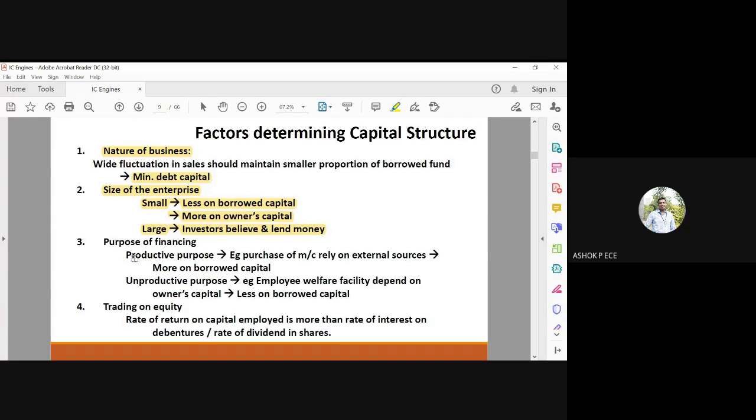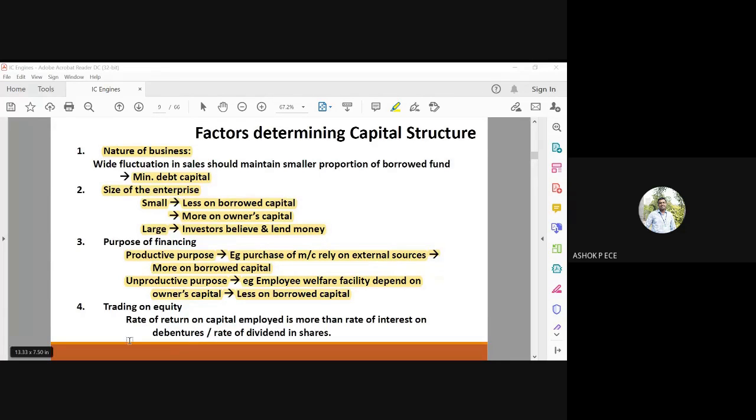Purpose of financing: productive, I told you, productive is for all the machinery, all the manpower, that is productive purpose. Unproductive is for the employees' welfare, which is going to be a burden on your head, because that is going to come under the expenditure for you.